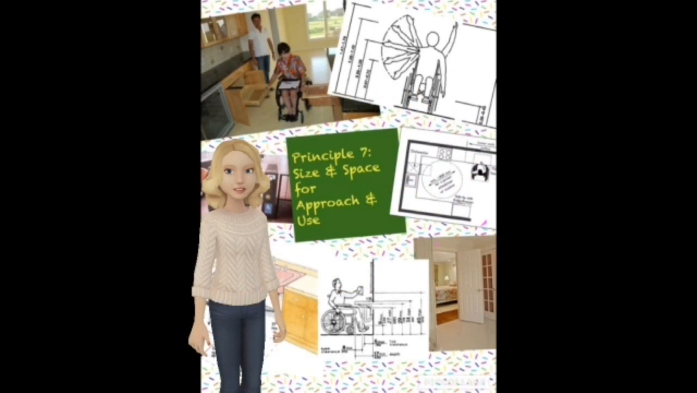Principle 7 is size and space for approach and use, and that means that there's appropriate size and space provided for approach, reach, manipulation, and use regardless of the user's body size, posture, or mobility. And for our classroom, it mostly means that the wheelchairs can easily access everything in the room.